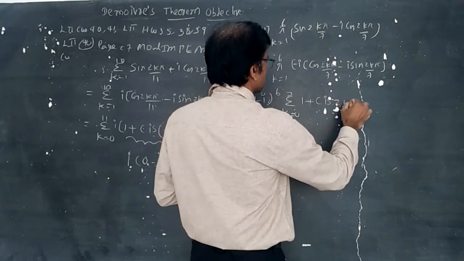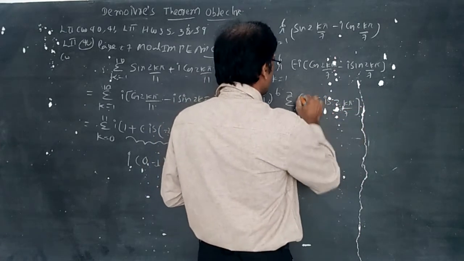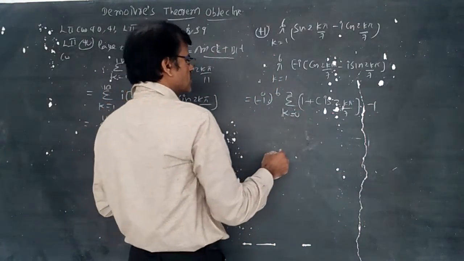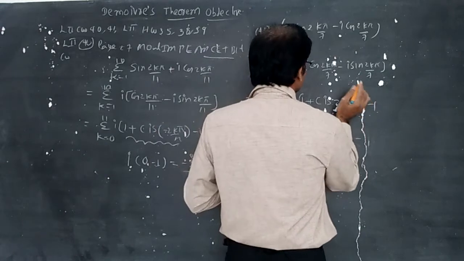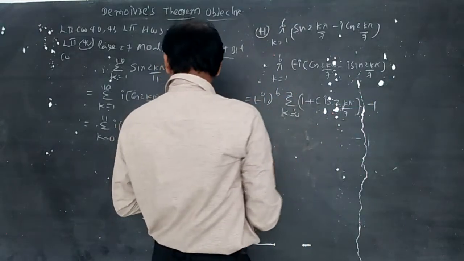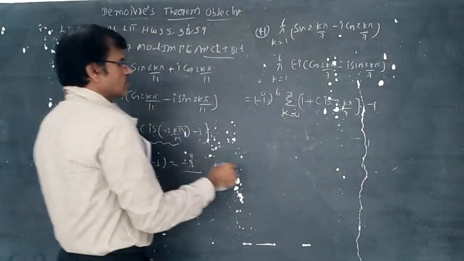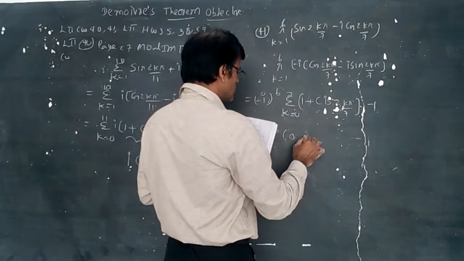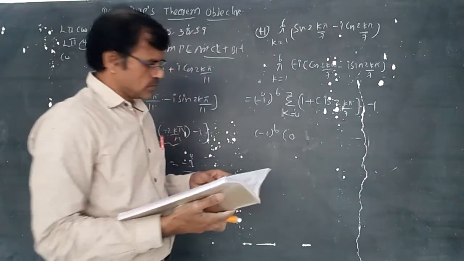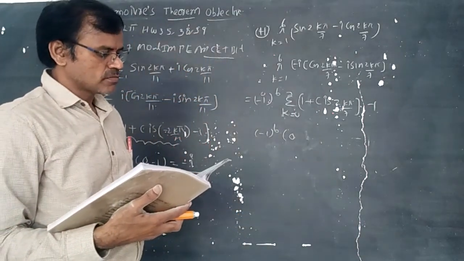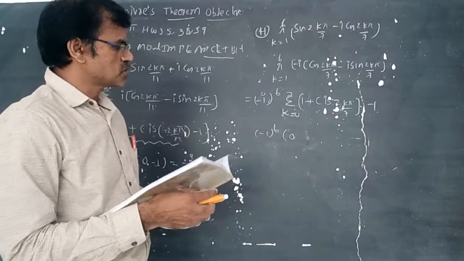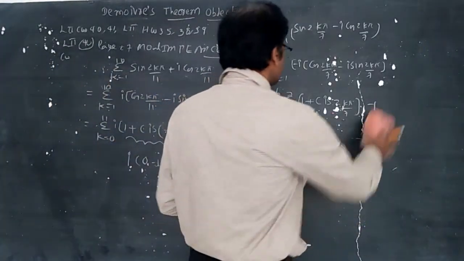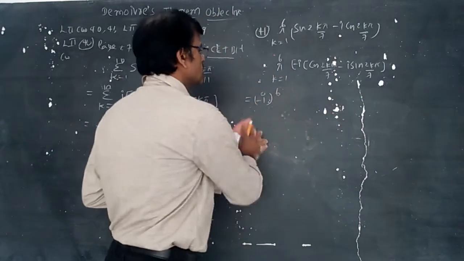Cis of 2kπ/7 total. Of course, this is directly minus 1, you can take. Otherwise, okay, 1 plus cis 2kπ/7 becomes 0, so minus 1 to the power 6 into 0. Minus 1. 1 plus 2 plus 3 plus 4 plus 5 plus 6. So, not like this, let us write.